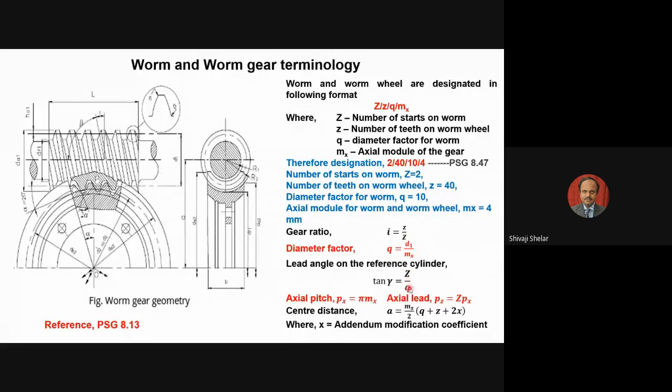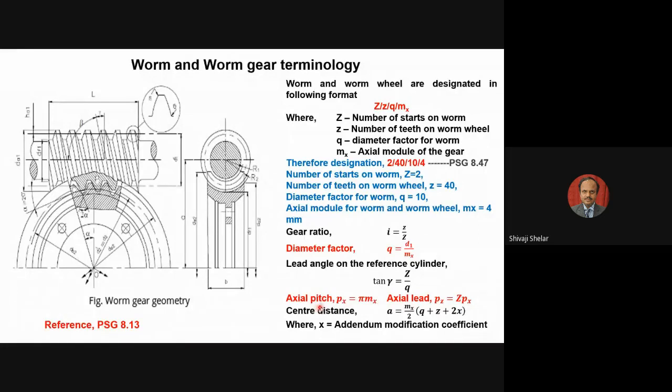So 2 upon 10, if you take the tan inverse of that, you get the lead angle. So these four figures will give you the entire calculation, whatever calculation you want to do in your design process. Then we have axial pitch, that is small px, is equal to pi mx.